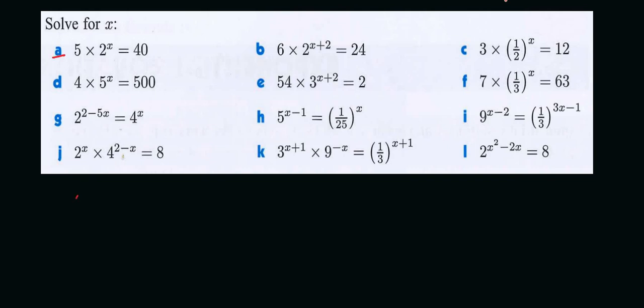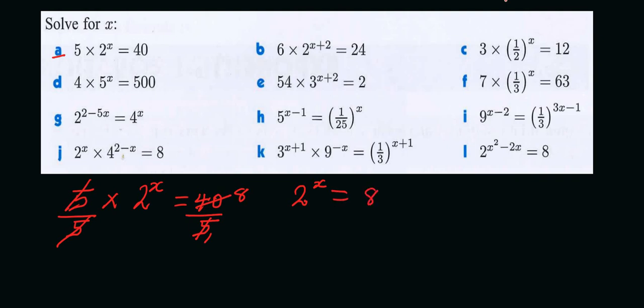Question A, which is 5 times 2 exponent x is equal to 40. Whenever you have a question like this, the first step is to eliminate this 5 by dividing both sides by 5. So 5 will cancel out 5, and then 5 divided by 5 is 1, and 40 divided by 5 is 8. So now we have 2 exponent x is equal to 8.